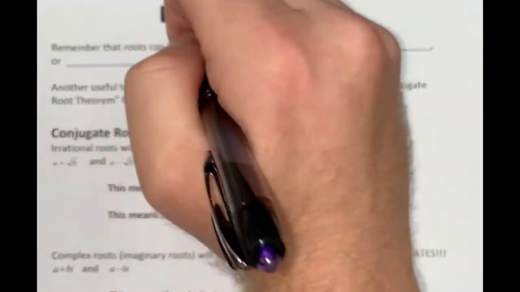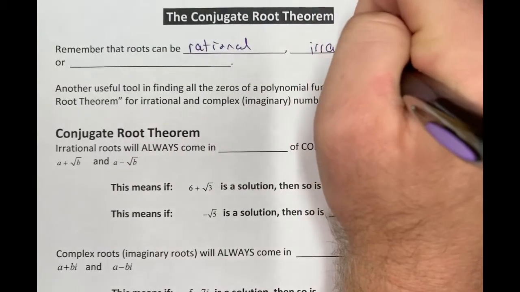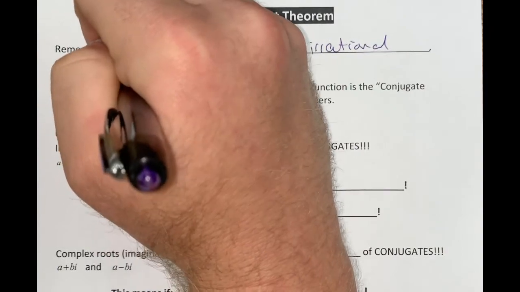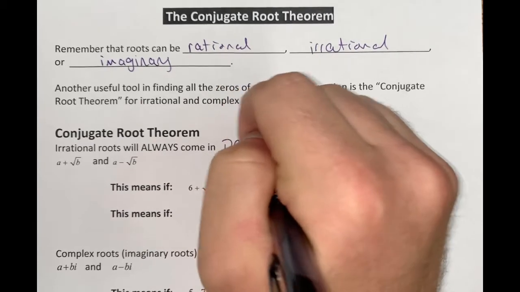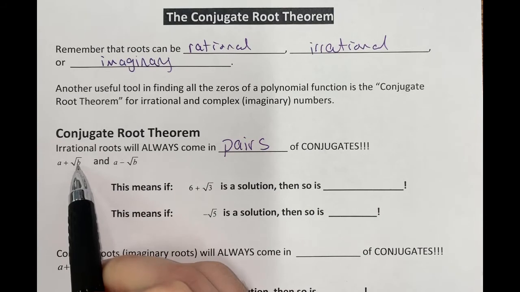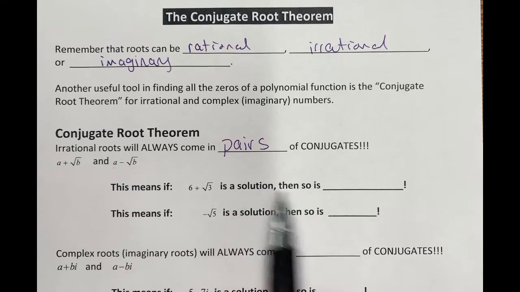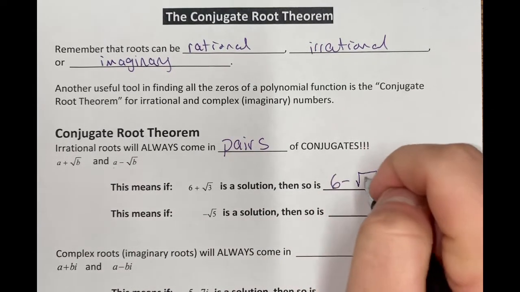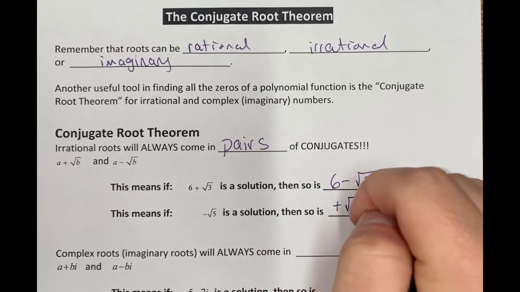All right, the conjugate root theorem. Remember that roots can be rational, irrational, or imaginary. If we have irrational or imaginary solutions, we can use the conjugate root theorem to help us find additional zeros. Irrational roots will always come in pairs of conjugates. What do we mean by conjugate? The conjugate of a plus square root of b is a minus square root of b. So if 6 plus square root of 3 is a solution, then so is 6 minus the square root of 3. If negative square root of 5 is a solution, then so is positive square root of 5.